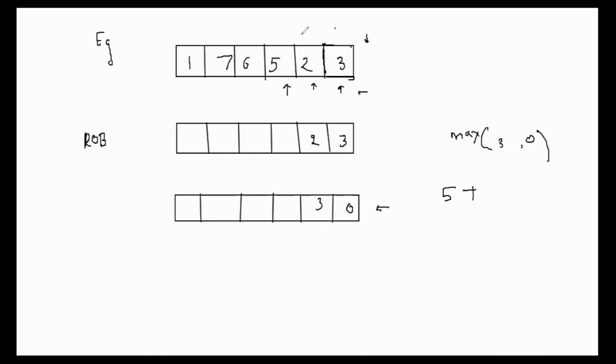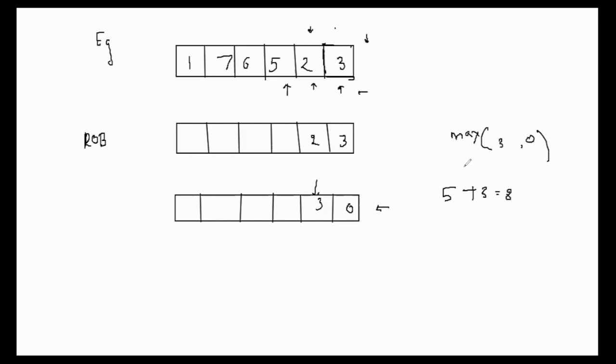I need not to rob at this place. So what would be my maximum profit if I do not rob at this place? This is stored here. If I do not rob at the second last index, what is my maximum profit? My maximum profit is 3.